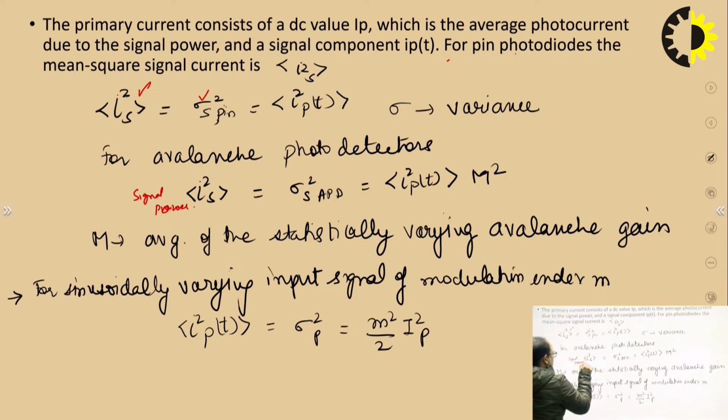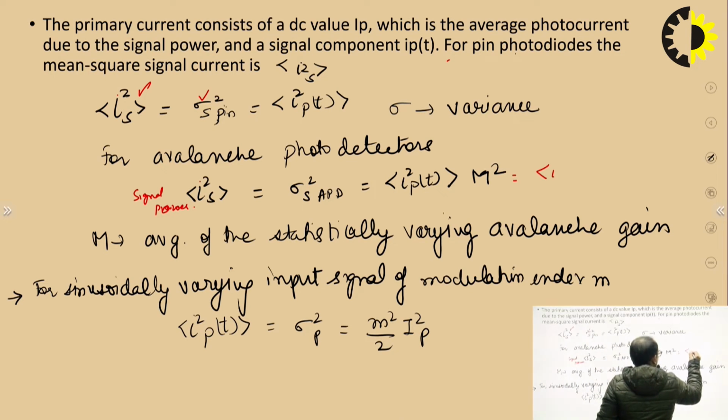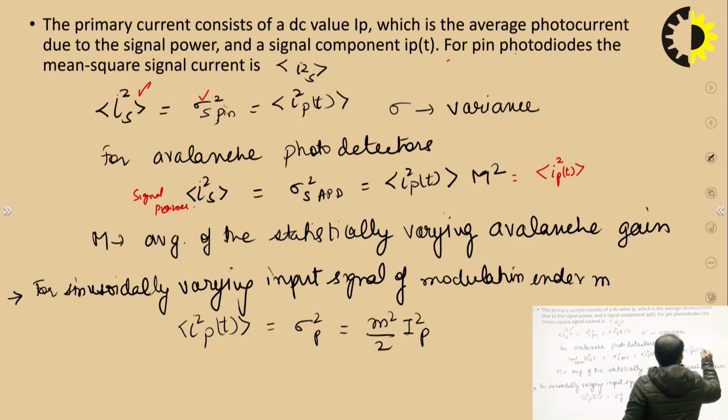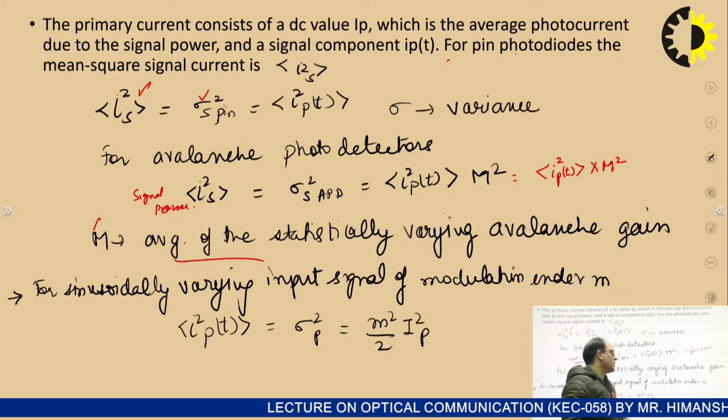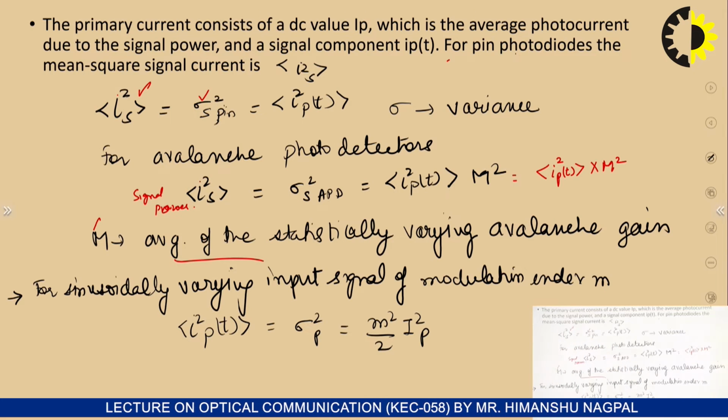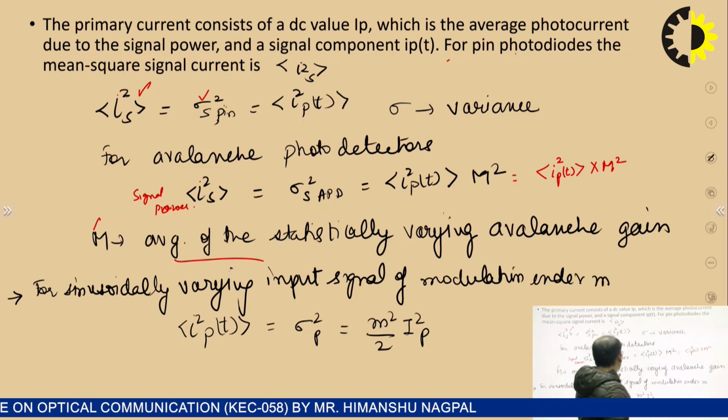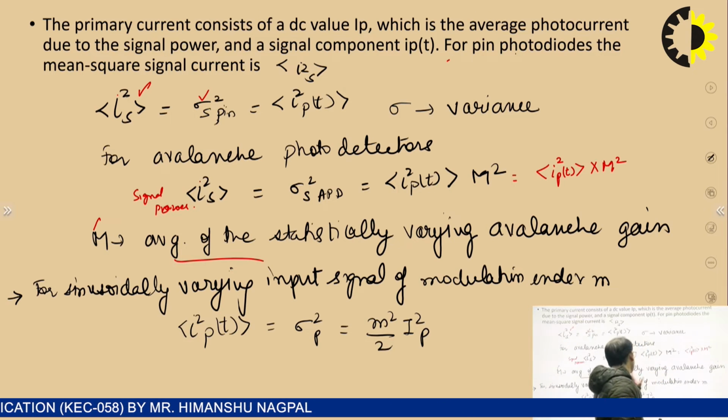You can say this is the signal power, or the root mean square value of the signal current. It should be equal to the primary photocurrent multiplied by M squared, where M is the average of the statistically varying avalanche gain. Because the gain varies, it is known as the statistically varying avalanche gain average.